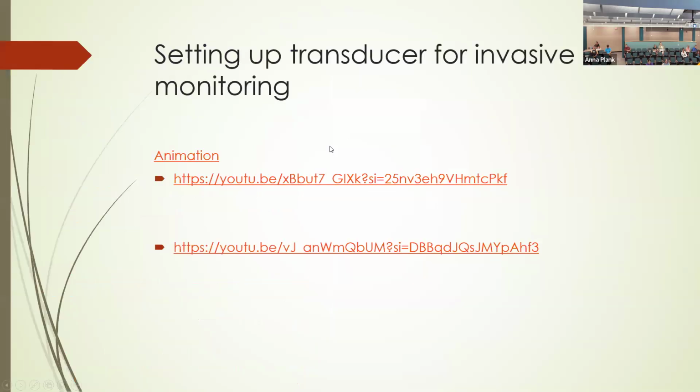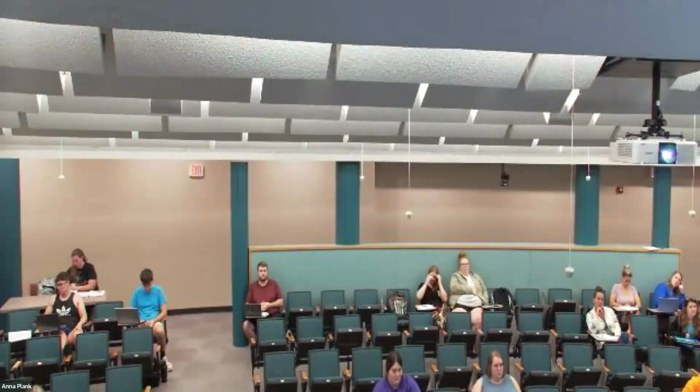Make sure everything is zeroed right, and then you correlate it with a good blood pressure for the A-line. Okay, I'm going to show you an animation on how to do this. This is not going to be the same as what Kevin will be able to do, but this is from the manufacturer on how to do this. This isn't a real person, but it gives a good overview.